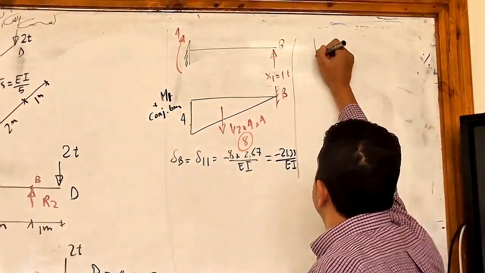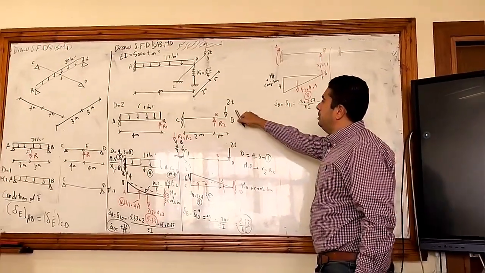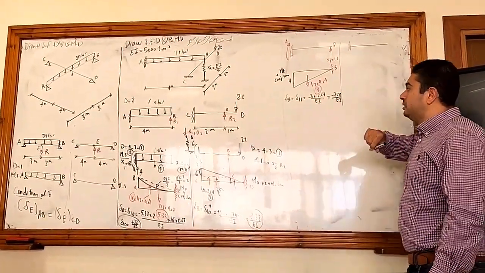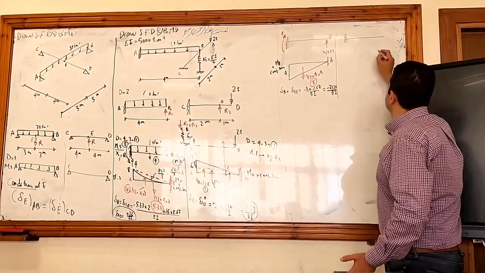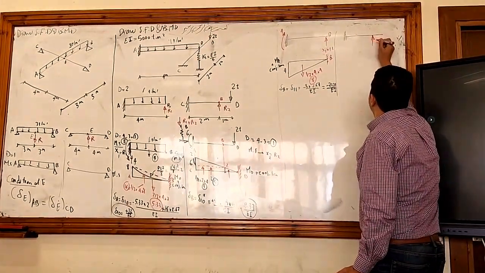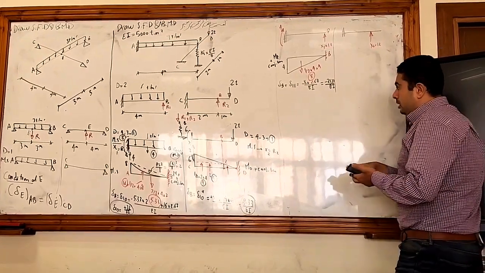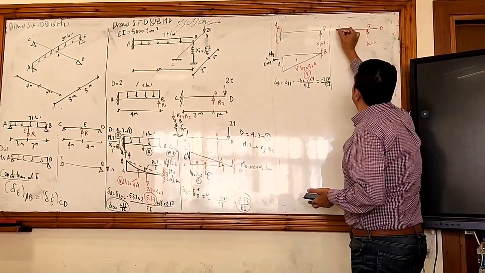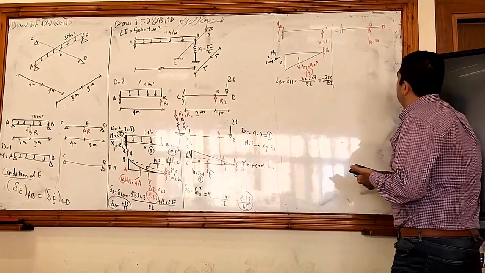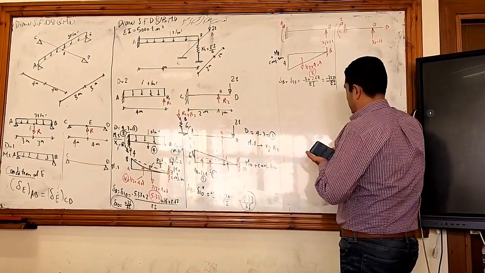CD, the main system. I will remove any loads. There was only one load at D. I will remove it. I will just put a unit load instead of the reaction I removed. So here X2 will be equal to 1. Here's B, and here is B, and here is C. Let's calculate the moment. So the moment here will be 1 times 2, 2.